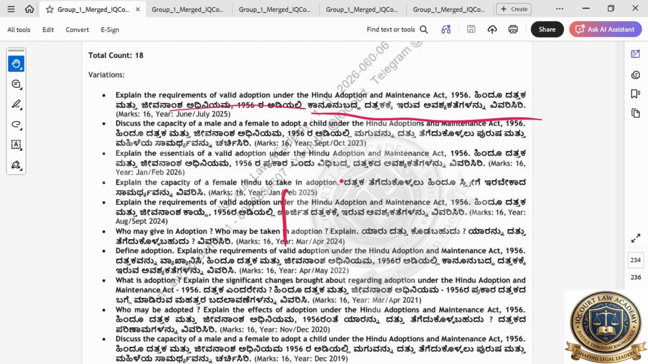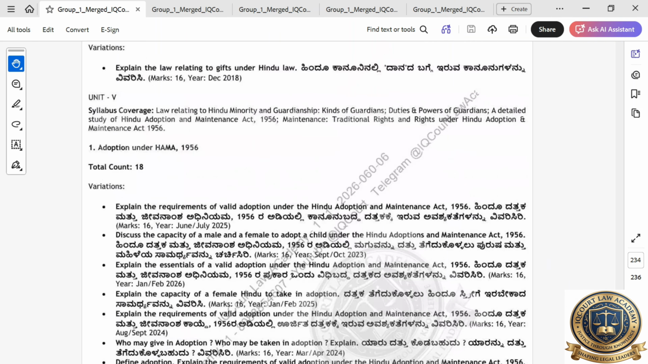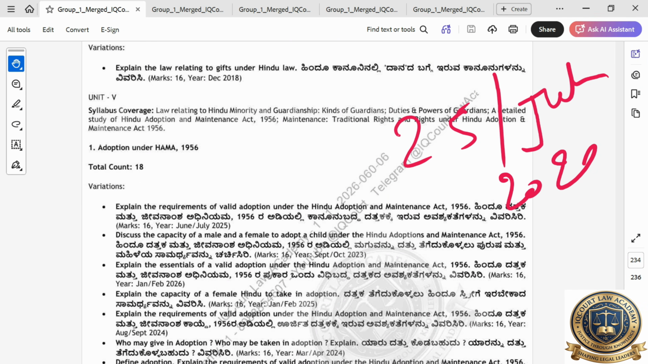This is 100, 200, 300, 500% important probability is there. You will get this question in the exam this time. Okay, this time only I'm talking about. You are having the exam today. Date is 25 July 2026. You are having the exam on 27 July 2026.